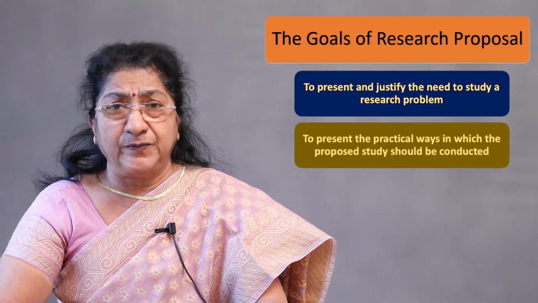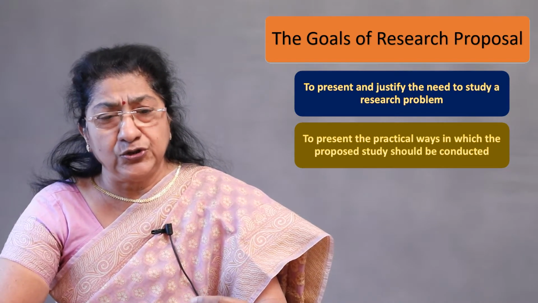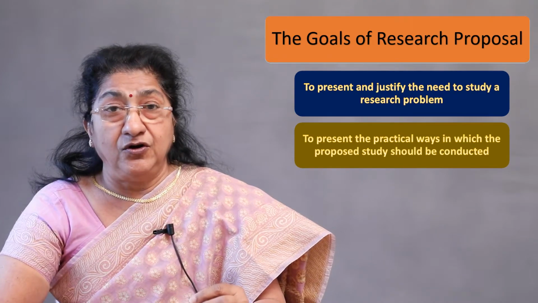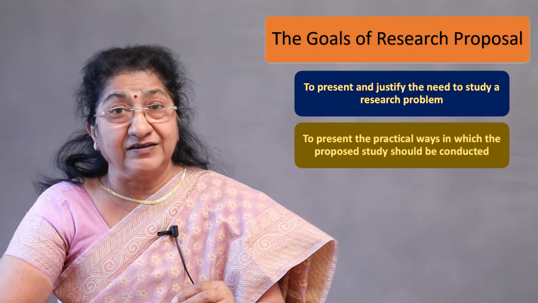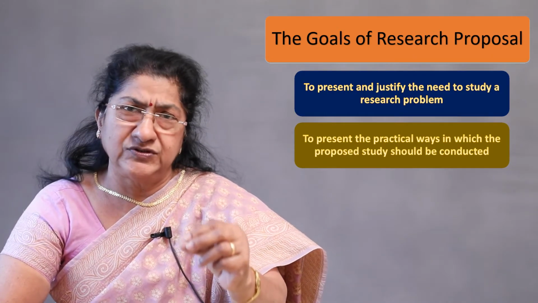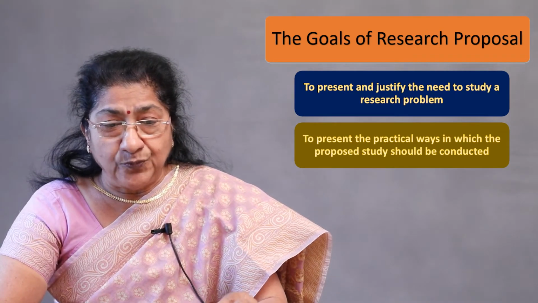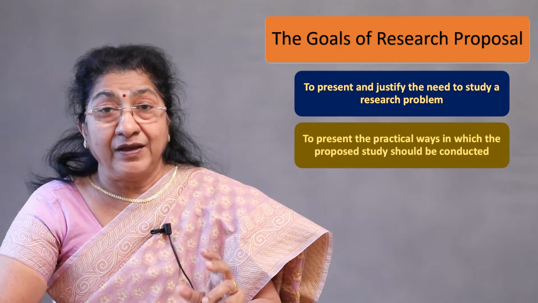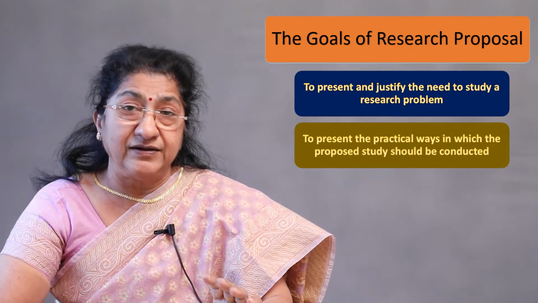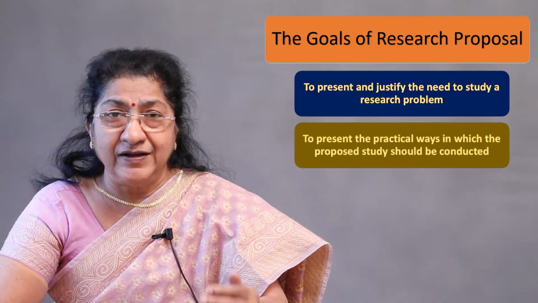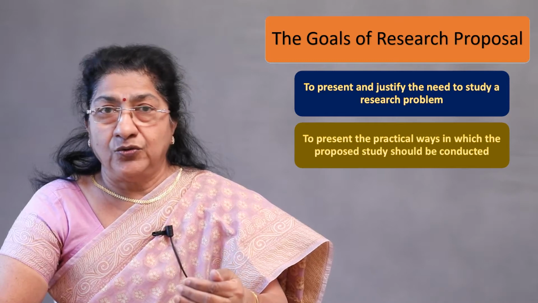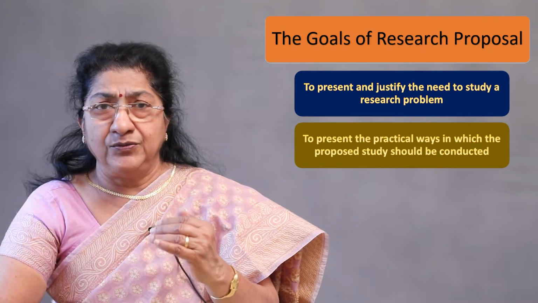Now, another question may come in your mind. What are the goals of a research proposal? First and foremost is to present and justify the need to study a research problem. First of all, you have to convey the message that this is essential, that's why you want to do some research work. Another thing is to present the practical ways in which the proposed study should be conducted and how you are going to conduct your study. You have to make that clear, so that any funding agency or any university can understand your proposal and can sanction it. So, you have to keep in mind both these things.